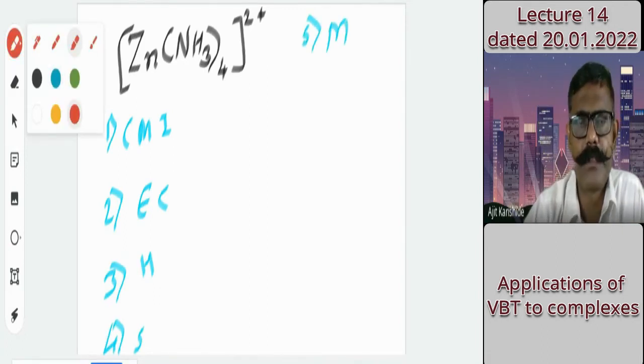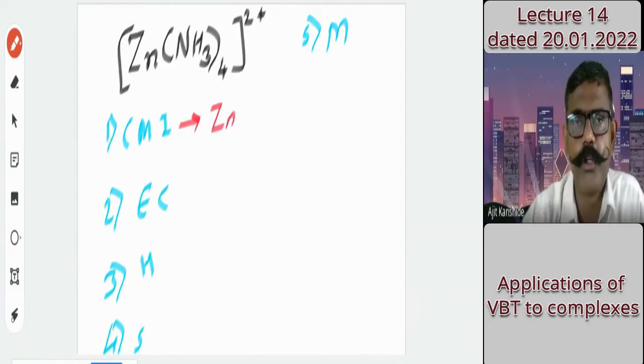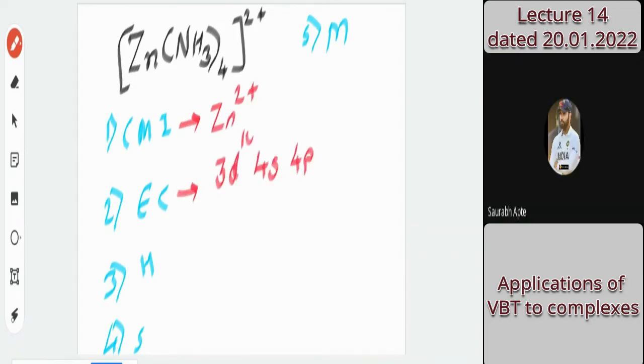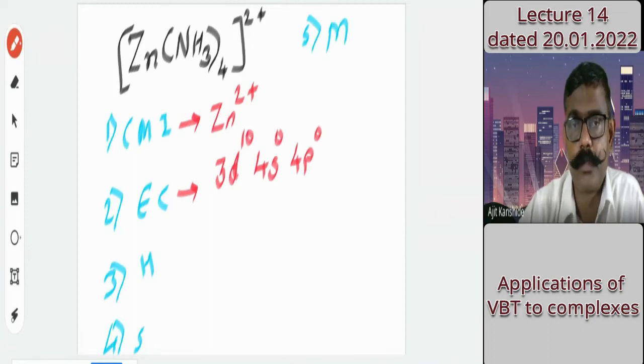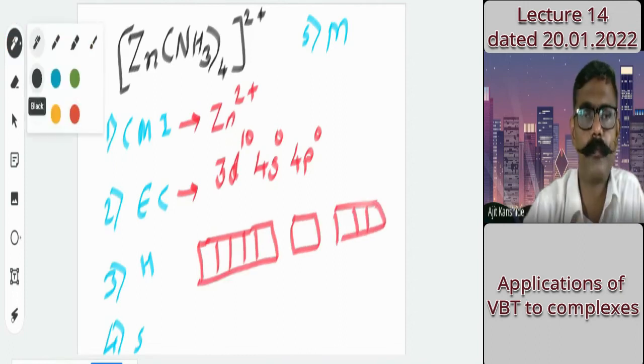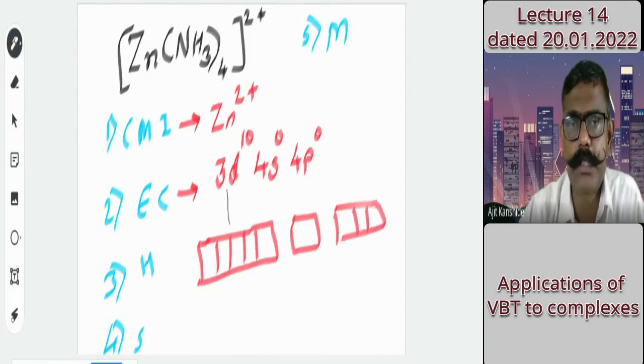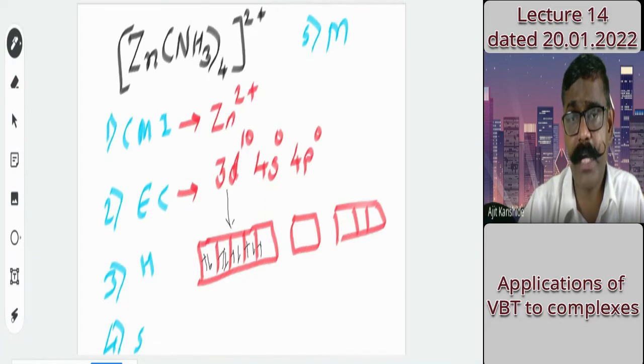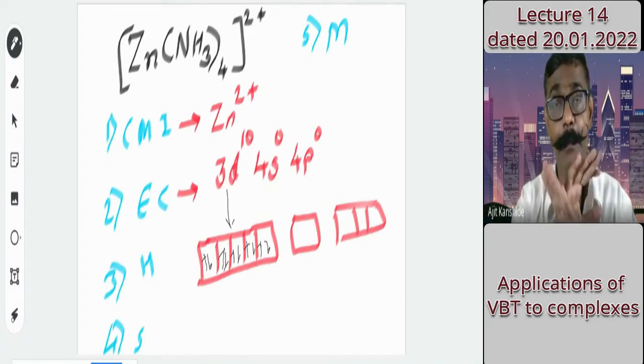Yes. Firstly, central metal ion: Zn2+. Good. Electronic configuration: 3d10, 4s0, 4p0. So one time only I represent here the 5 d orbitals first. Now electrons. 10 electrons are there and 10 is the only capacity. So whatever may be the ligand, whatever the strength of the ligand, whatever the closeness of the ligand, the metal ion is helpless.